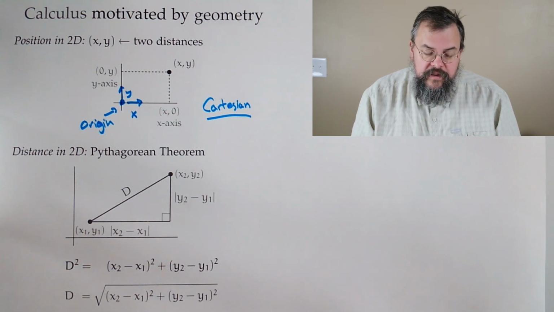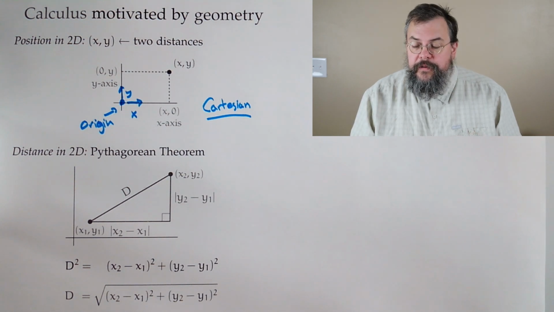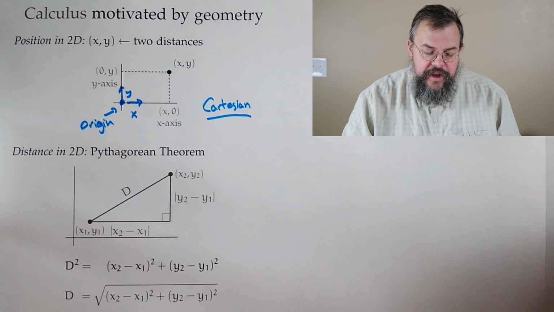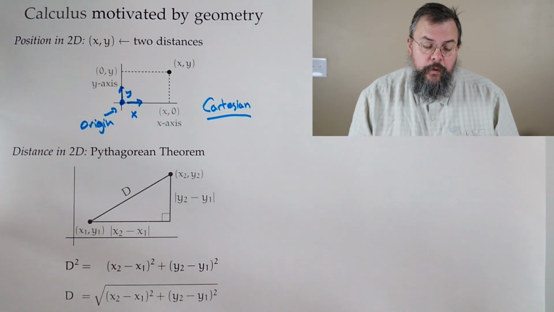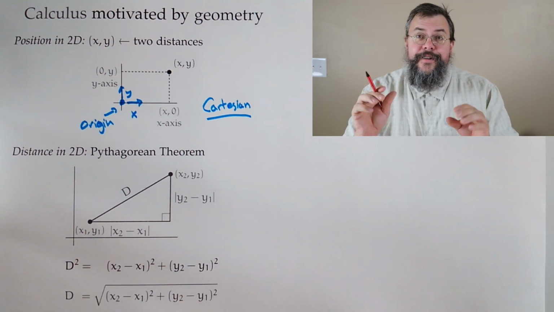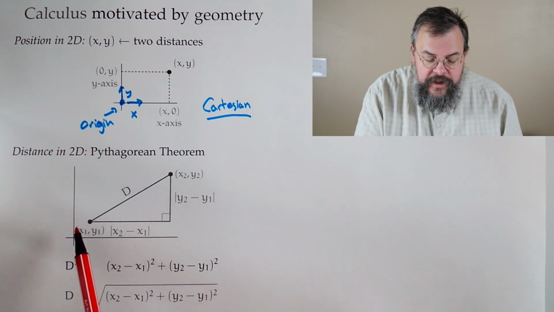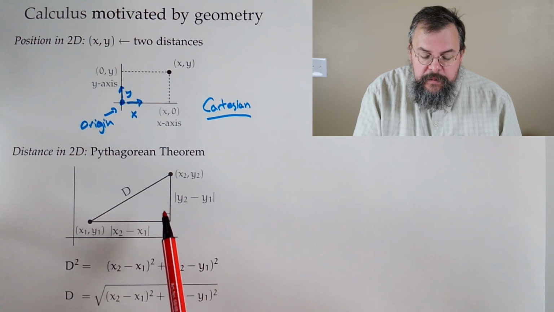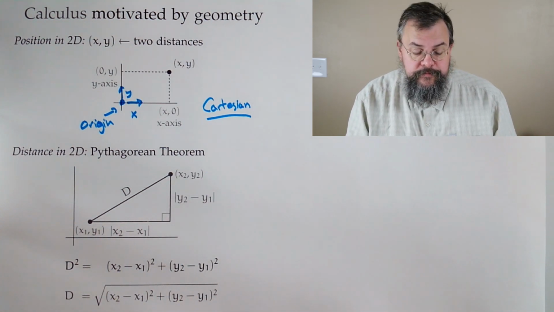Now, what about distance? Well, distance is based off of the Pythagorean theorem, which is really one of the best and most important theorems in calculus. So what does that say? Well, the Pythagorean theorem says if you have a triangle, and not just any kind of triangle, a right triangle, then if you take the length of one side squared plus the length of the other side squared, it's the length of the hypotenuse squared.